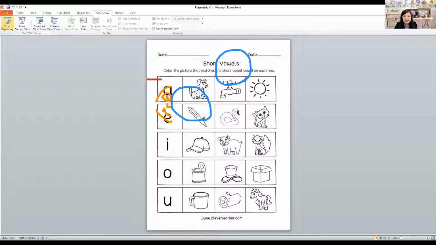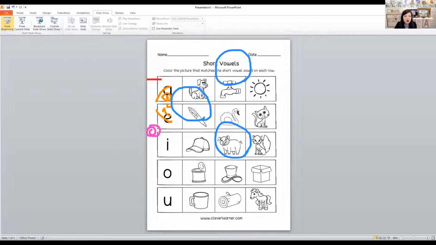The next one looks like a lollipop. What letter looks like a lollipop? Letter I. And I says ih, like an icky, sticky lollipop. Which picture has that ih sound in the middle? Hat, pig, fox. Pig. Good job.